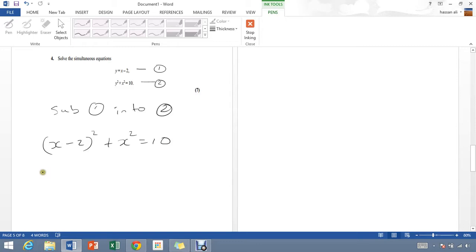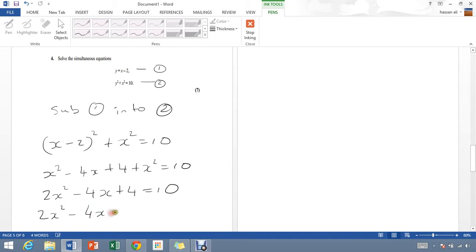Alright, now if you were to expand this, that'll give you x squared minus 4x plus 4 plus x squared will equal 10. I've just expanded this, okay? If you want, expand it as x minus 2 in brackets times x minus 2 in brackets again. Alright, let's simplify what we can here. So we've got 2x squared minus 4x plus 4 equals 10. Bring the 10 over, so it'll be 2x squared minus 4x minus 6. All I've done is 4 minus 10.